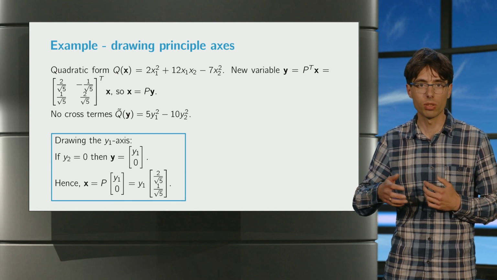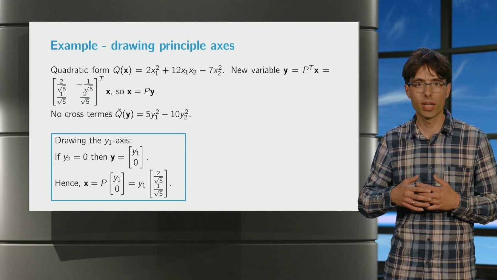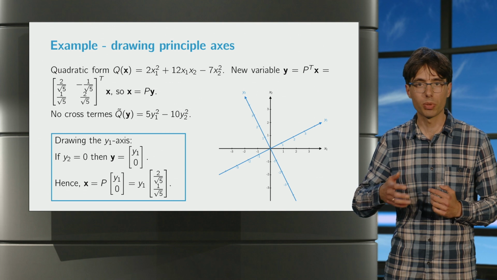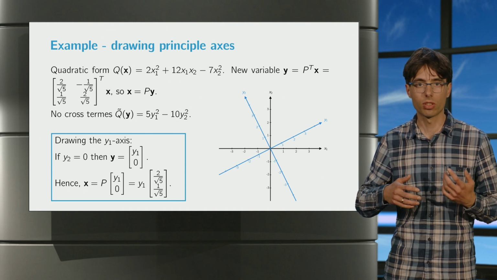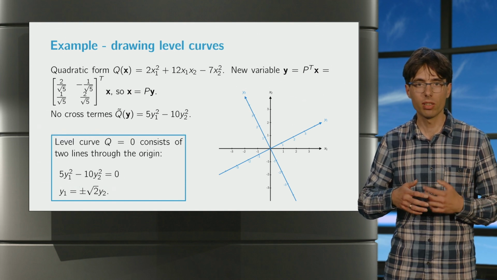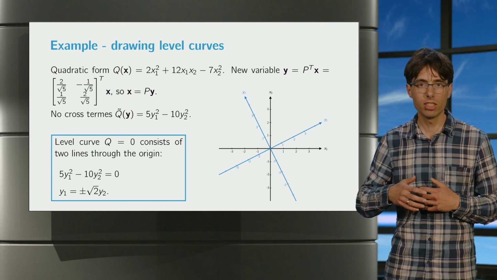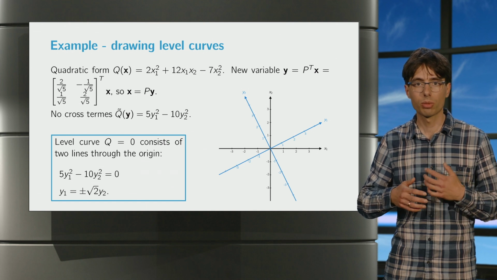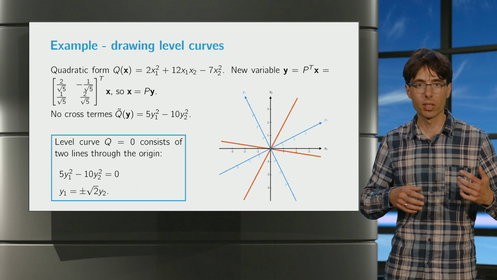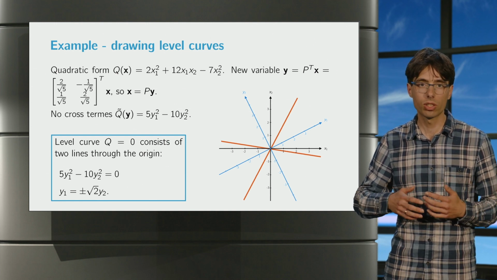This means that we must compute P times the vector (y1, 0). And we see that the y1 axis is a line through the vector (2 over square root of 5, 1 over square root of 5). Note that the principal axes are orthogonal, since P is an orthogonal transformation. Finally, we can also use this to easily draw level curves of this quadratic form. In the version without cross terms, we can directly see that the level curve Q equals 0 corresponds to 2 lines through the origin. We can draw these lines in the y1, y2 coordinate system, and with that we have immediately drawn them in the corresponding x1, x2 coordinate system.